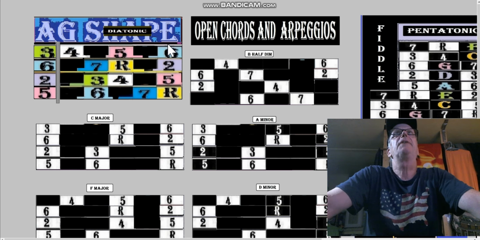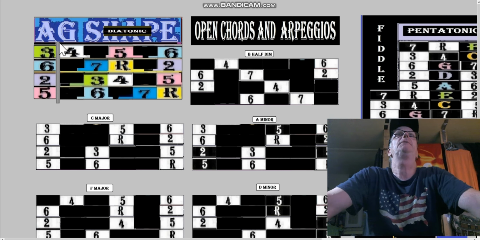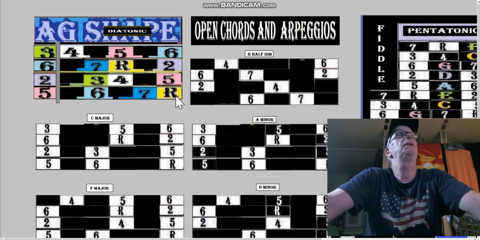Again, we're looking at the open double cage. It's like the C cage on the guitar, except it's 2 cages. We call it A and G because we have an A shape and a G shape string shape on the bottom.